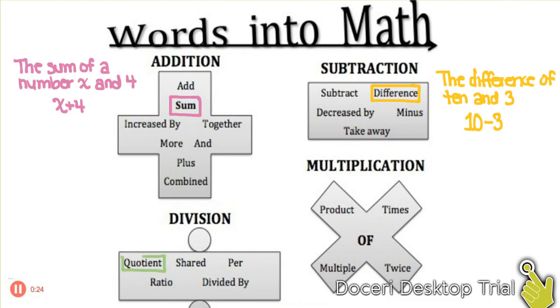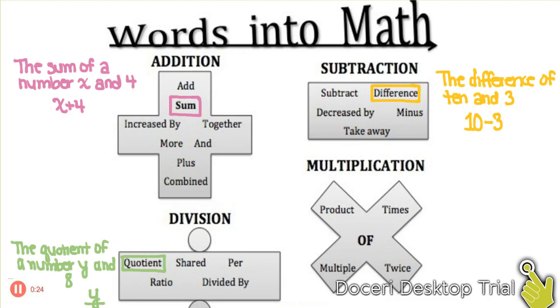For division, we have quotient, shared, per, ratio, or divided by. Quotient is used the same way as sum and product of. You always say the quotient of, and then you'll tell me what two things you're dividing. And then the order that we say these in is the order that you need to write them in. So if we say the quotient of a number y and 8, that means we are taking y divided by 8 because the y came first.